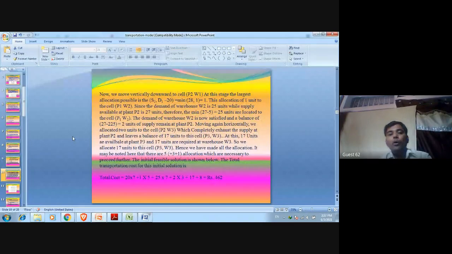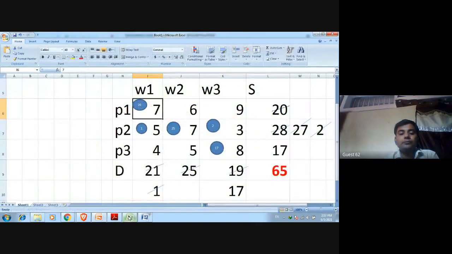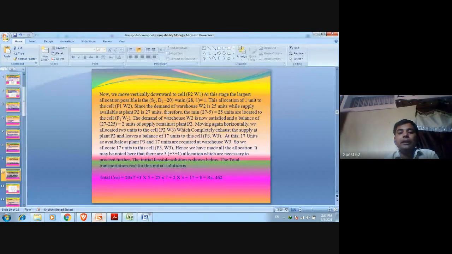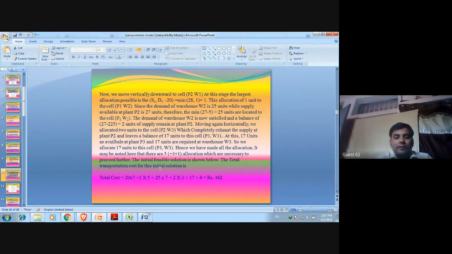Now we move vertically downward to the cell. This is completely written, all these things that I have told you in this procedure. This is completely written down here. P2, 27 and 25 units. All the process is written here. Now, in the last, when you have allocated all the units to the different cells, we will find the initial feasible solution.